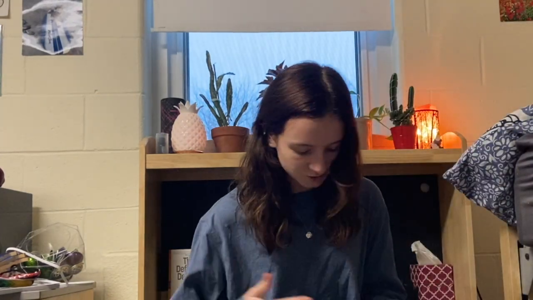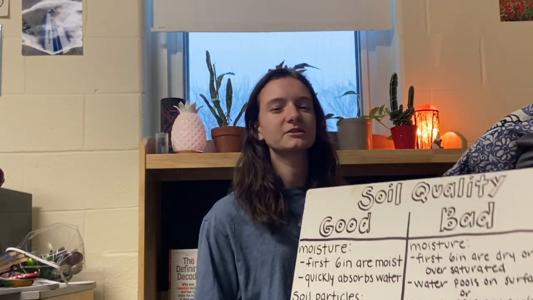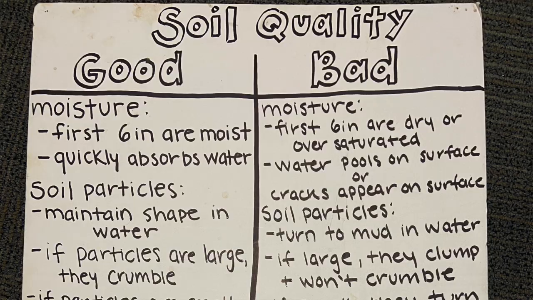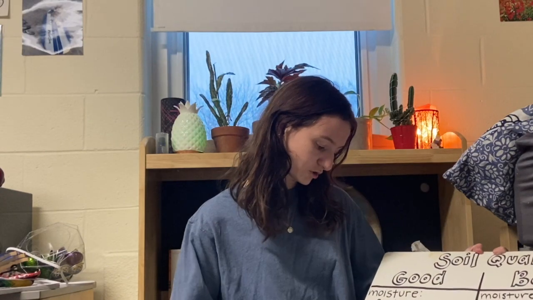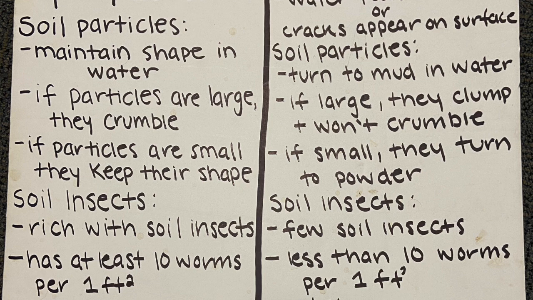Okay, so next up we're going to be talking about soil quality and how to figure out if it's good or bad. I have this super handy dandy poster board, and this helps explain soil quality, good versus bad. The bad is pretty much the opposite of the good, but you want it to be moist. When you stick your finger in, you want it to be moist, you don't want it to be dry. You want the soil particles to maintain shape in water. It won't just disappear, it won't turn to mud.